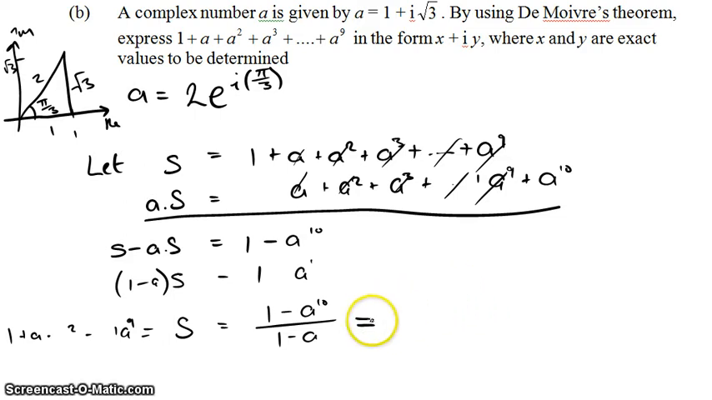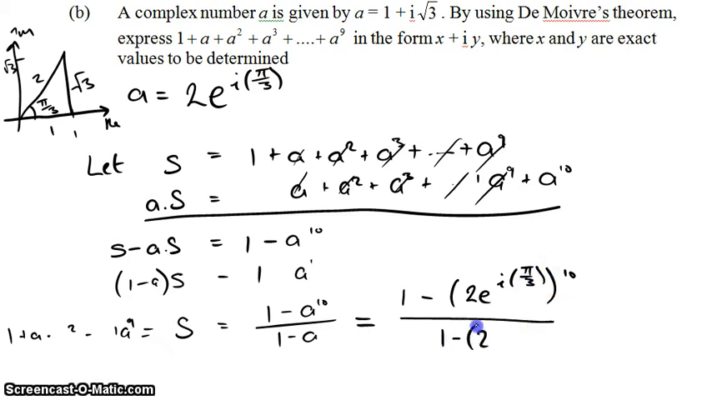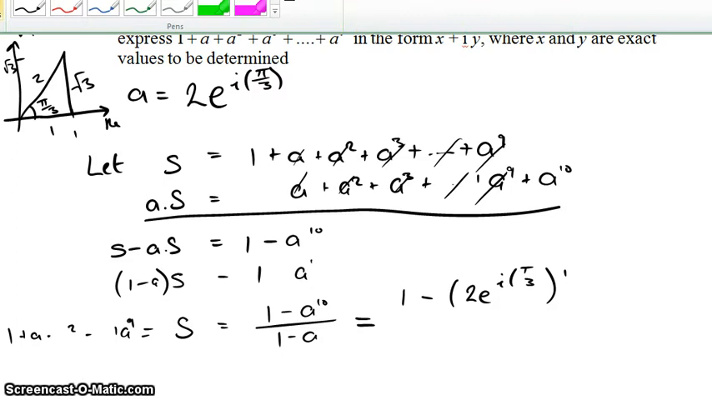Enough proving things, let's get it actually done. This would be 1 minus 2e to the i pi upon 3 to the power of 10 over 1 minus 2e to the i pi upon 3. And actually on the bottom line it doesn't make a lot of sense to write it like that, because I'm not raising it to any powers. But I actually do have a minus 1.